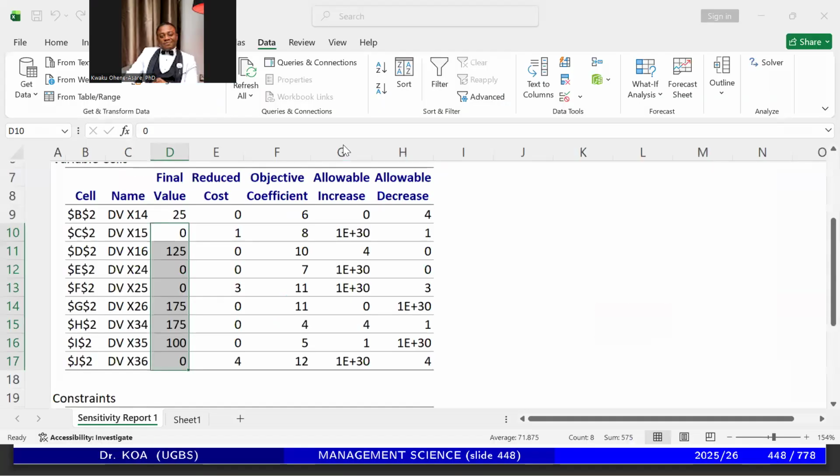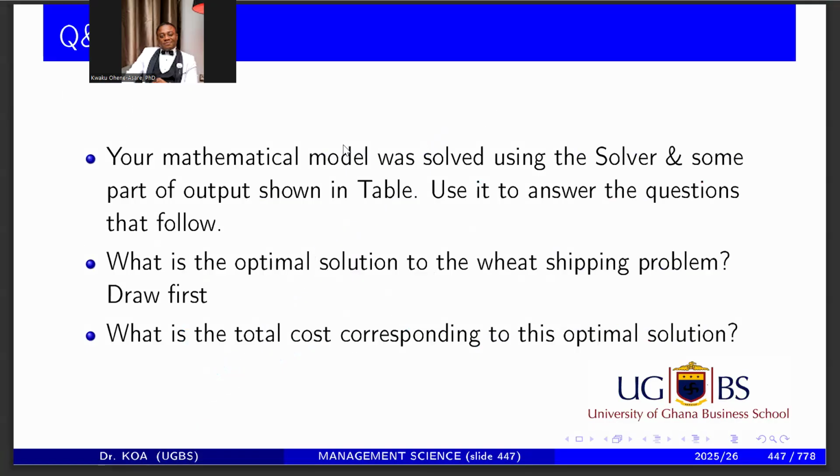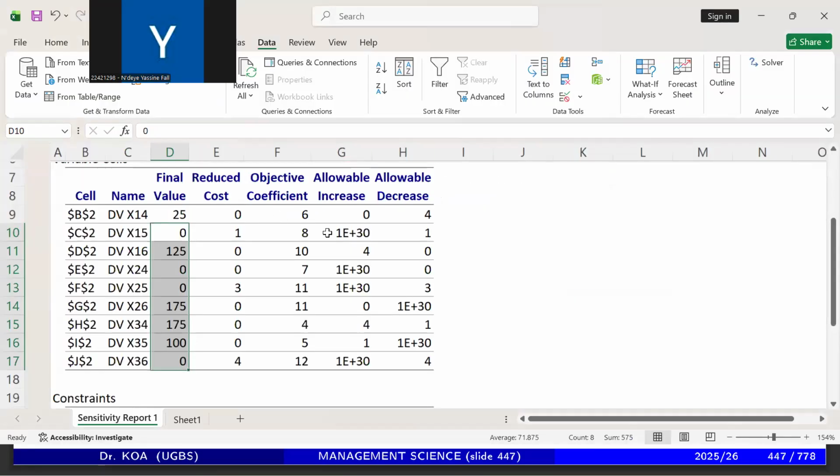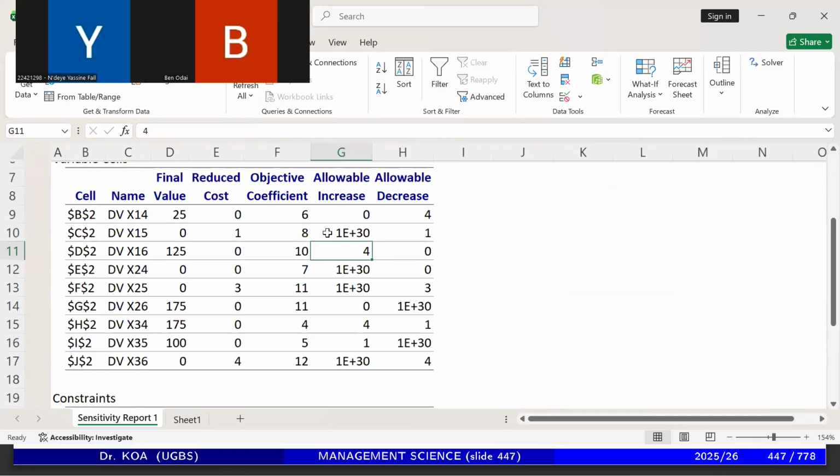The next part of the question says, what is the total cost corresponding to the optimal solution? What is the total cost corresponding to the optimal solution? Who can show us how to answer that? Okay. Now you'll be able to use the final value and something to help you get that. What do you use? Benoda?